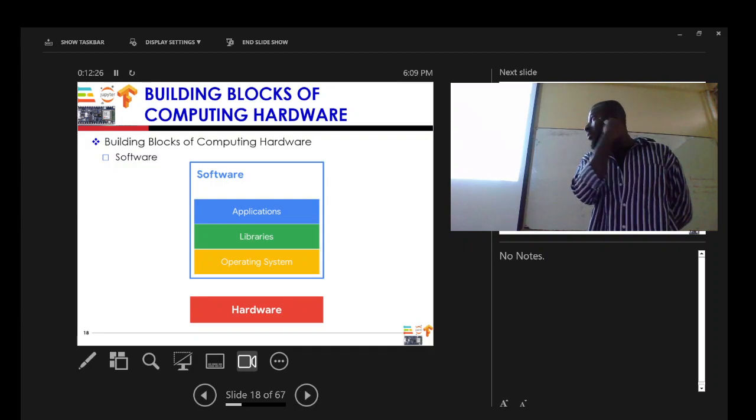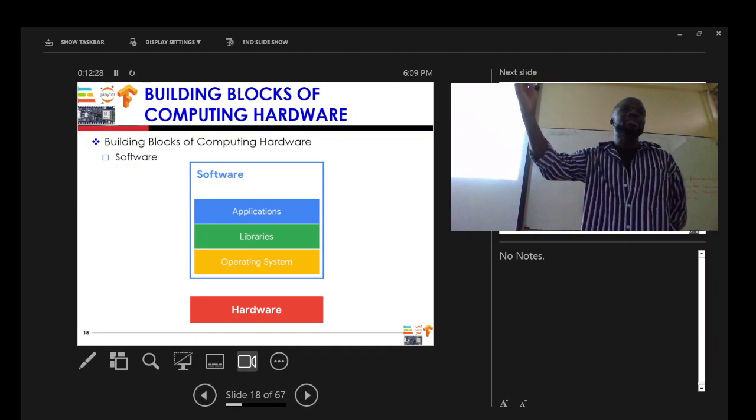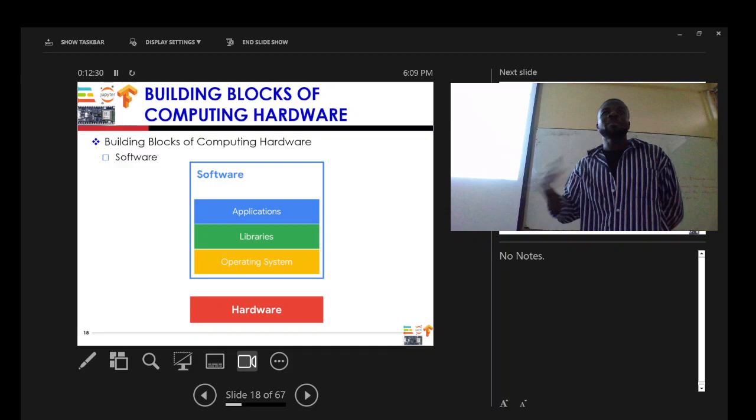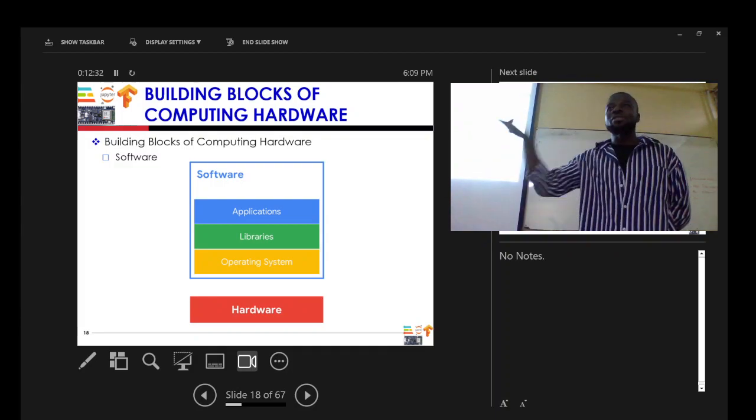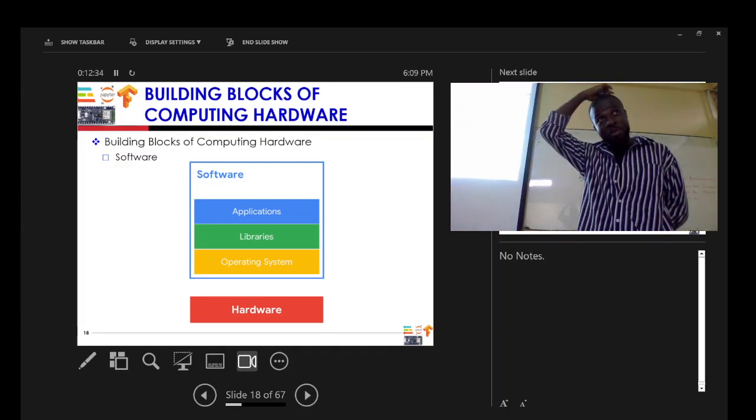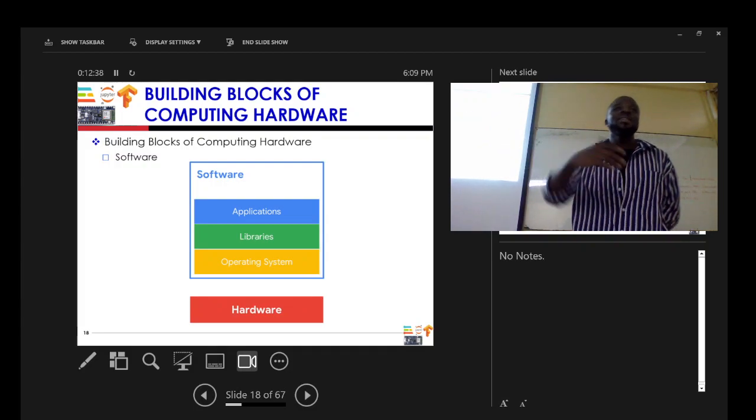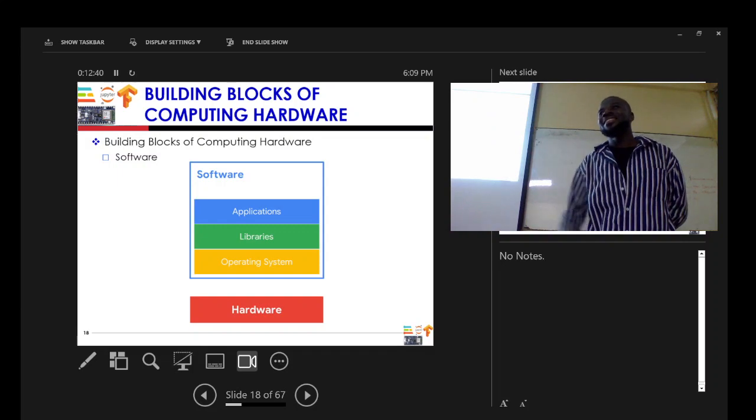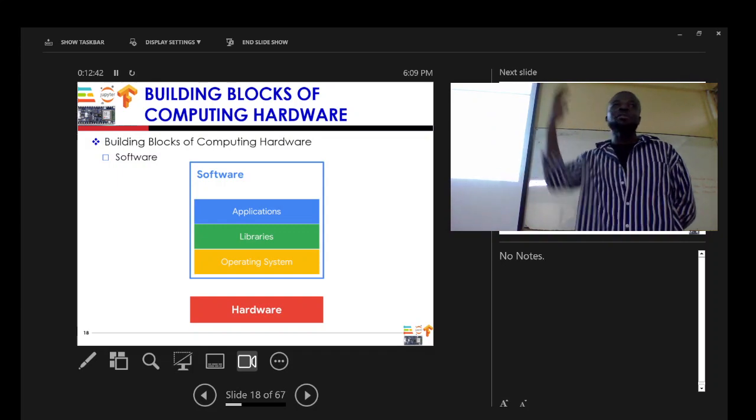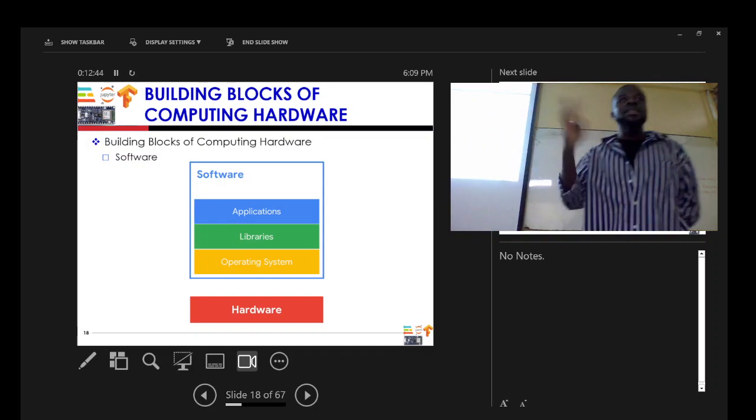So, how does your software communicate with the hardware? It needs some kind of interface, right? Yes, sir, that will help you communicate with the hardware. So that interface is what we call the operating system. We all know that, right? The operating system helps your software communicate with the hardware effectively, right?